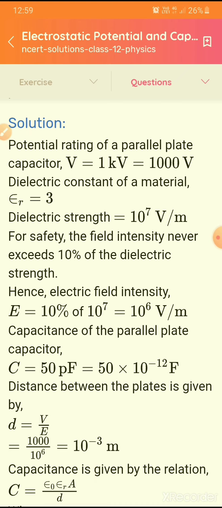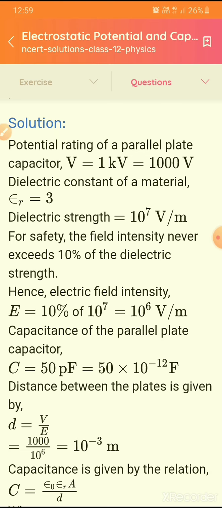It can be converted into farads, which will be equal to 50 into 10 to the power of minus 12 farads. So using the formula, D is equal to V divided by E. The V value will be 1000 and the E value will be 10 to the power of 6, which gives you 10 to the power of minus 3 meter.